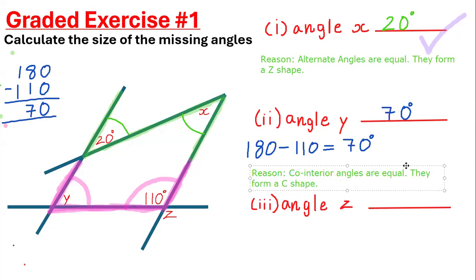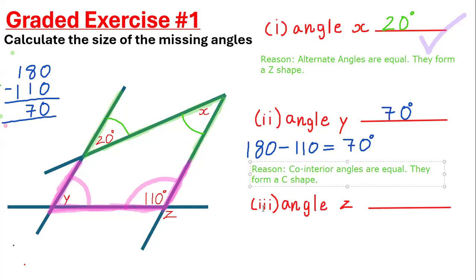Now for Z should be the easiest one. What y'all got for Z? 110 degrees. Very good. So Z is going to be 110 degrees. Why is that? Good reason.